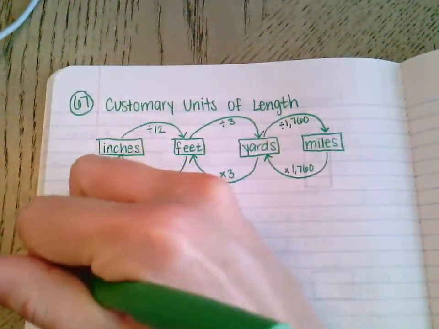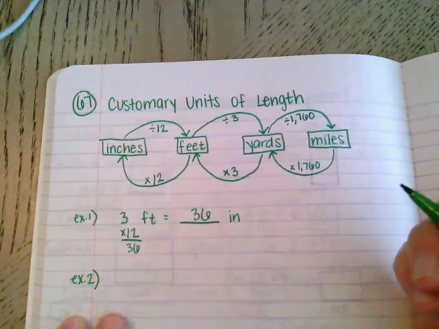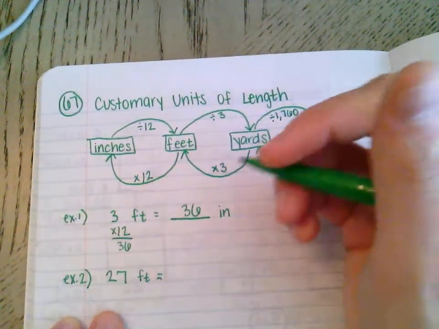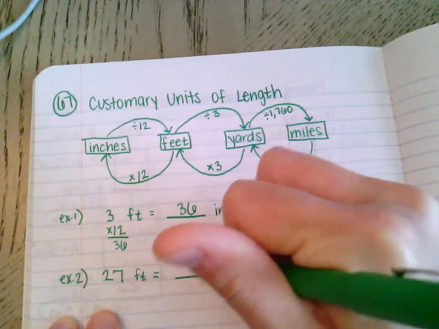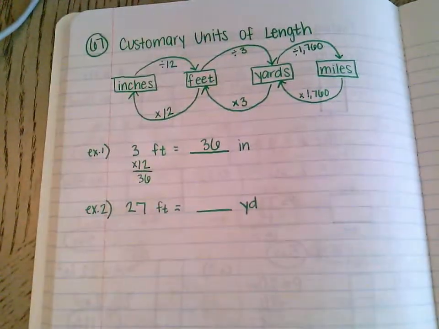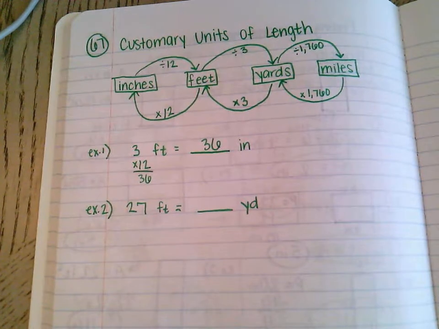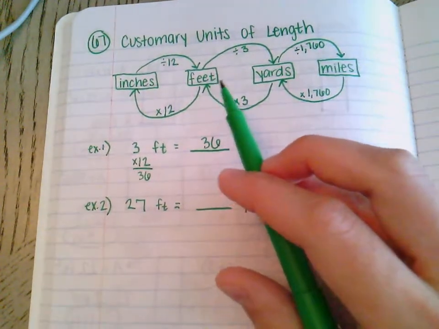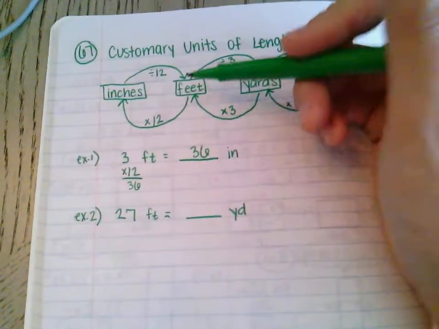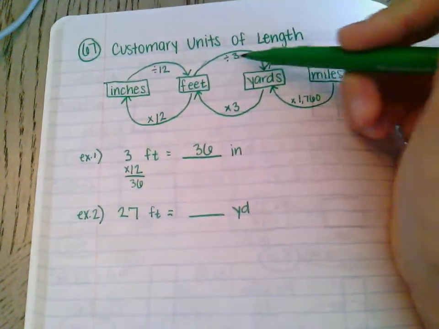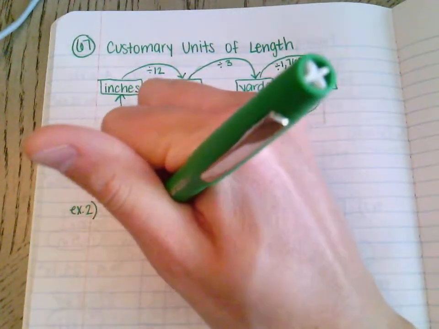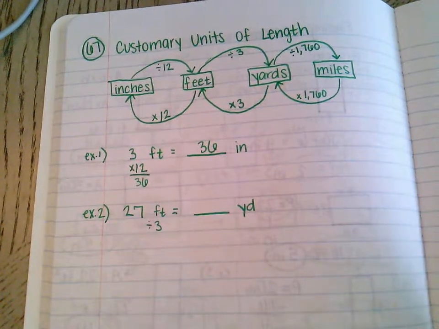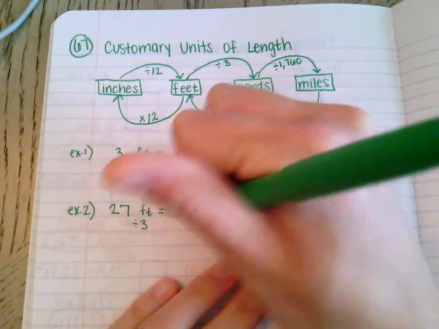Okay, example 2. 27 feet equals blank yards, and that's the abbreviation for yards, YD. So 27 feet equals something yards. Let's go to my chart. Feet to yards. Look where you're going. You have to follow the arrow. You have to divide this one by 3. So 27 divided by 3. And I know what 27 divided by 3 is. That's going to give me 9 yards.